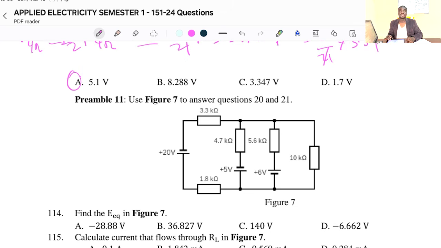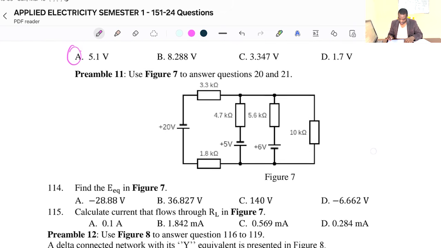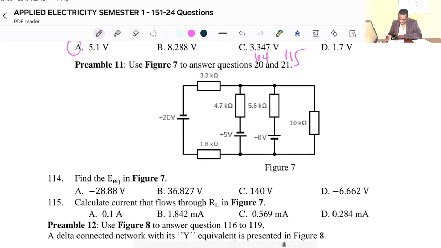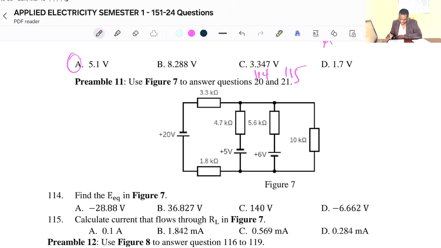Preamble 11. Use figure 7 to answer questions 20 and 21. When you look at the question, this should be 114. Okay, same mistake here, 114 and then 115. So for 114, we have to find the equivalent voltage. To find the equivalent voltage, you can use Millman's theorem, which will be the easier method to use here.